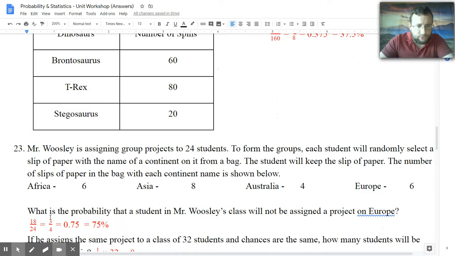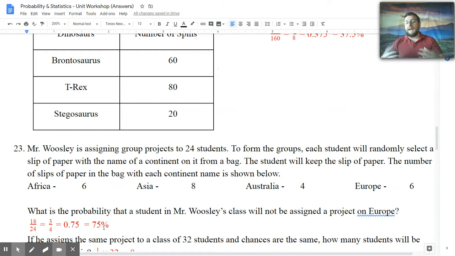So the answer here is 3/4, because 18/24 is 3/4, which if you get 3 divided by 4, you get 0.75. Move the decimal twice to the right, that's 75%. That's the chance of not getting Europe. If you had figured out the chance of getting Europe, you would have gotten 25%. And so the difference between that and 100 would be the chance of not getting Europe.